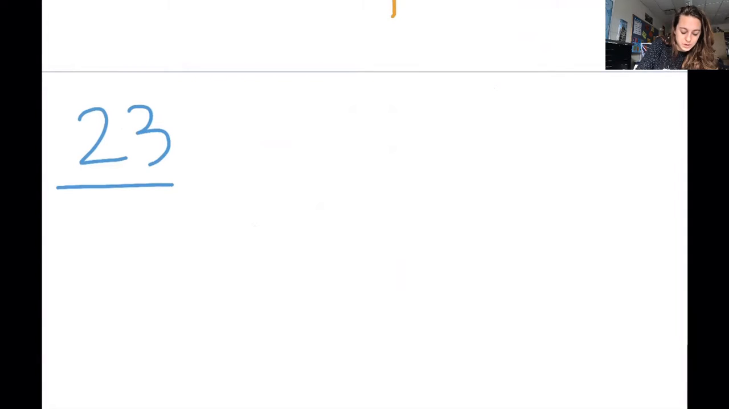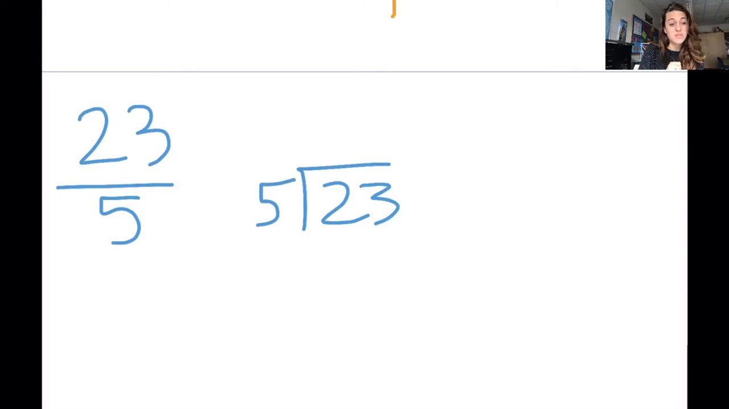Let's do one final one before I sign off. We're going to convert 23/5 into a mixed number. What we want to do is we want to divide 23 by 5. We start by thinking, does 5 fit into 2? No, it does not. So does 5 fit into 23? Yes, it does. How many times? 5 times what gets us as close to 23 as possible? 5 times 4 is my closest multiplication fact, and that's going to get me 20. I'm going to subtract, and I'm left with 3. Does 5 fit into 3? Nope. So 3 is our remainder.